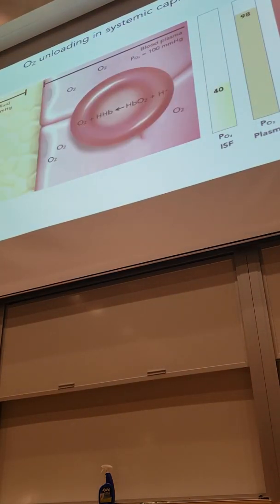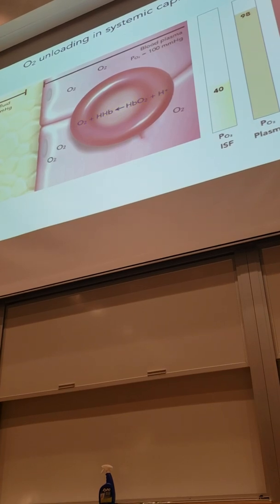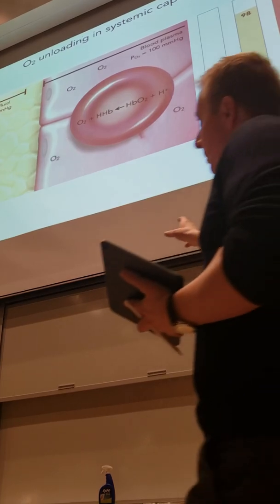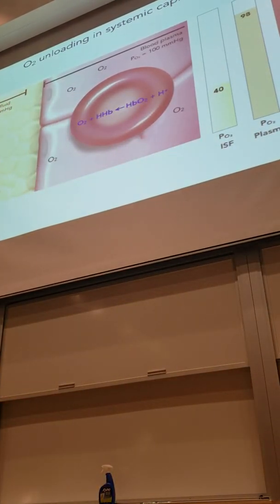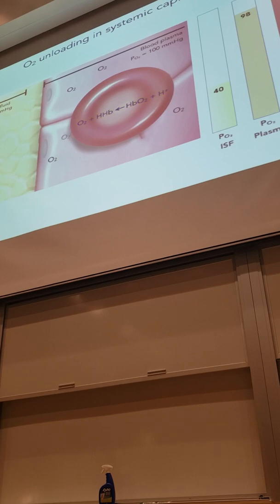Okay, let's take a look at systemic capillaries. What's happening here? All right, so here we've got O2, and the oxygen in the blood plasma is moving to the interstitial fluid. Okay, and why is it doing that? Why would oxygen be moving from blood plasma to interstitial fluid? Yeah, there's a partial pressure difference. Okay, we've got 40 in the interstitial fluid, typical average.